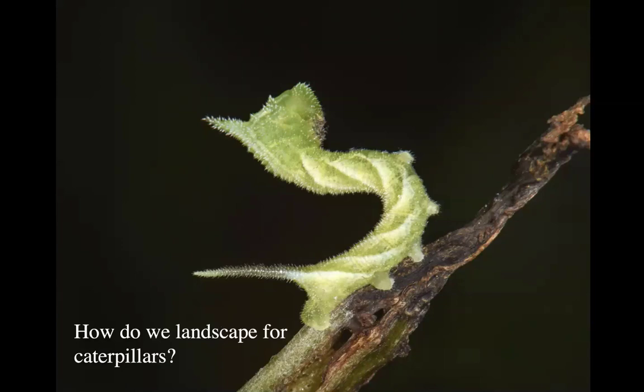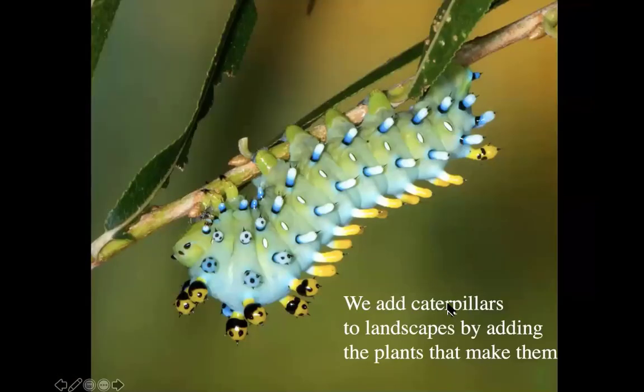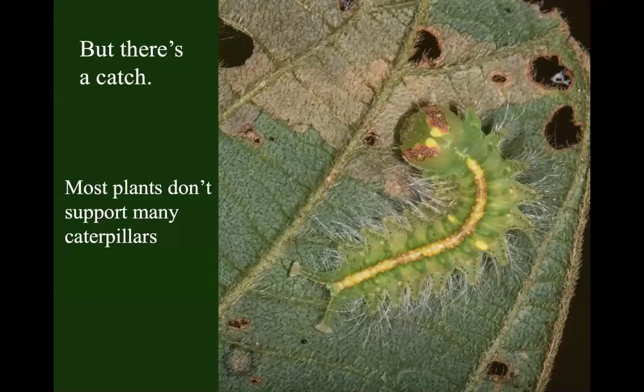In the past, we have landscaped strictly for aesthetics. We didn't think about the ecological roles of the plants we put in our yards. But if we want to have other living things around, and we do because they run the ecosystems we depend on, we have to landscape in a way that creates the insects that support those other living things. So how do we add caterpillars to our landscapes? We do that by putting the plants that support caterpillars in our landscapes. And that seems easy enough, but there is a catch.